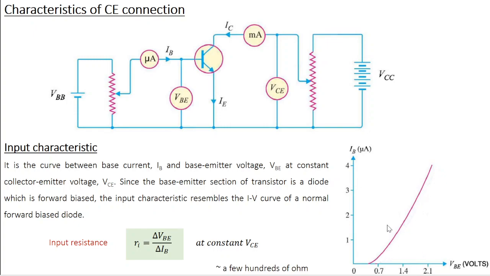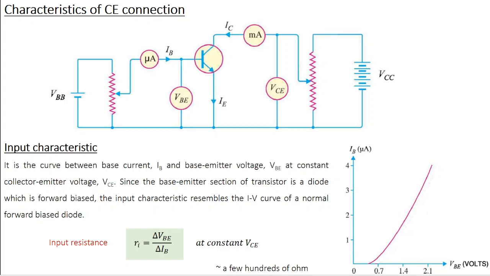So from this curve, you can define the input resistance of a common emitter configuration. Resistance is nothing but voltage divided by current. So in this case, input resistance Ri equals delta VBE divided by delta IB at constant output voltage VCE. And typically it's of the order of a few hundreds of ohms.